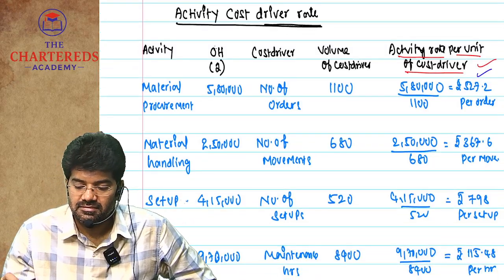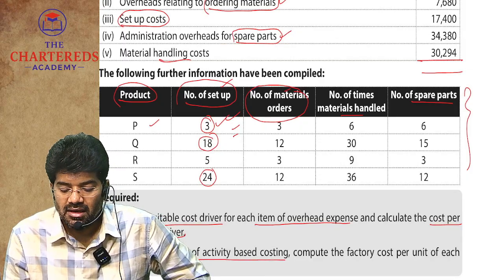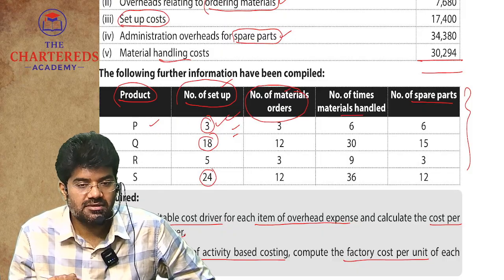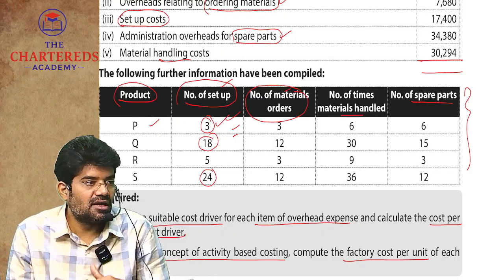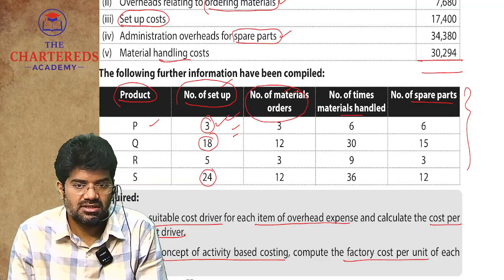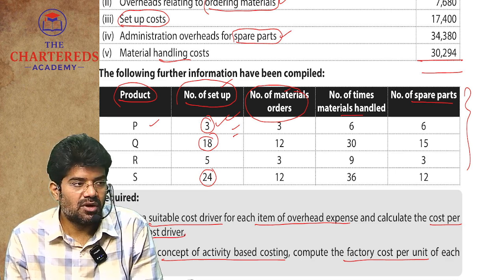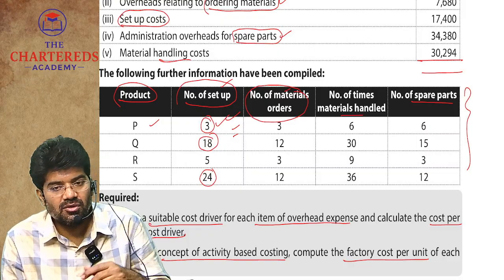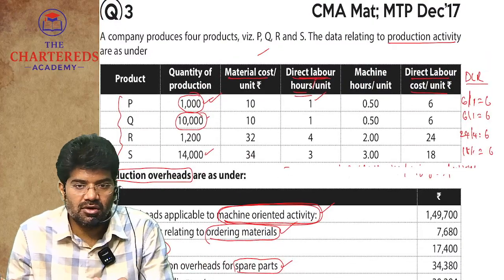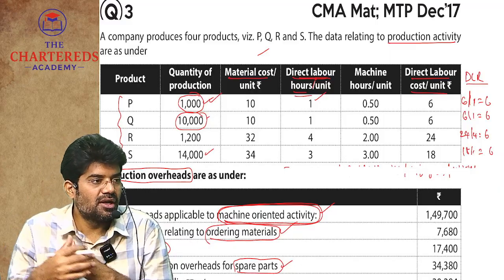Then, using the concept of activity based costing, compute the factory cost per unit of each product. Here he is asking for per unit. So what can we do? First we can calculate the total cost, then divide it by the number of units, then we'll get per unit. Or we can take everything per unit only. Material is already given per unit, labor cost also given per unit. Now overheads also, activity wise, we have to take per unit.